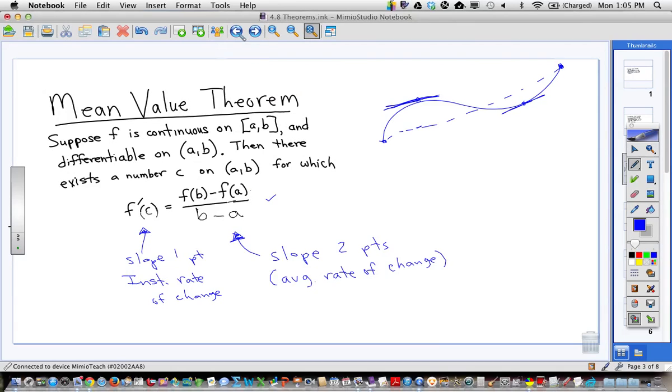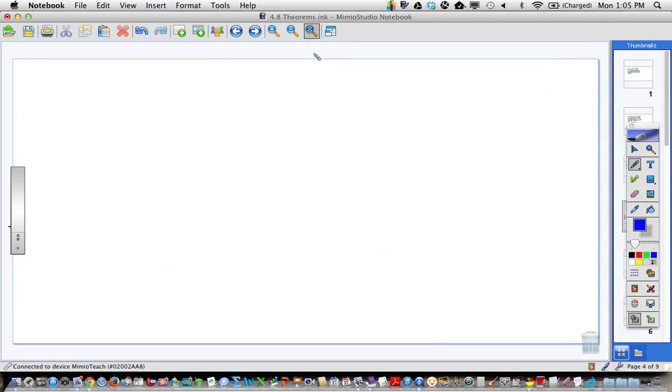So let me show you an example. I'll give you an example of a problem you won't have to do, but I think it's just kind of interesting. So you don't need to write this down if you don't want to. But one of the things we got from the chart was this. If F prime is greater than 0, then F is what?